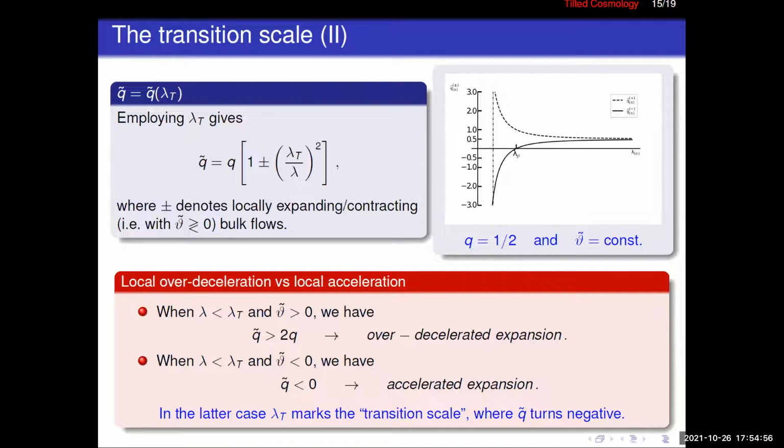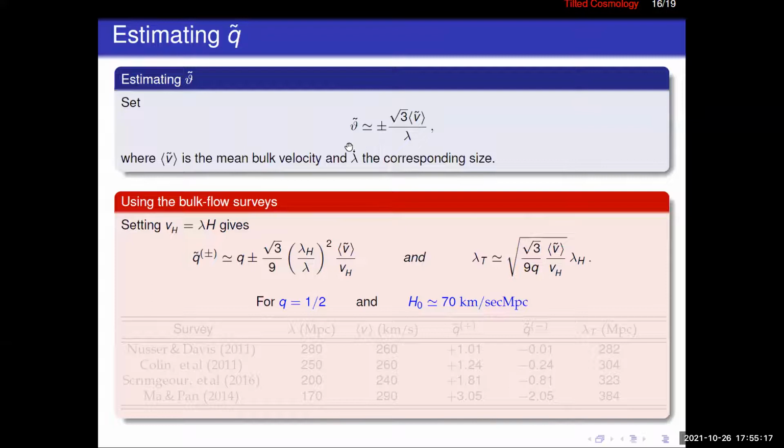So the question now is to get some numbers, to see what values we can get for the deceleration parameter in the tilted frame and for the critical length, the transition scale. And to do that, we need to know theta, this local expansion or contraction scalar. And we cannot get it from observations, as far as I know anyway. So we'll use some simple, basic dimensional analysis arguments and say that this is the divergence of the peculiar velocity. So we will say that it is the ratio between the mean peculiar velocity reported in the bulk flow surveys on certain scales, divided by the scale.